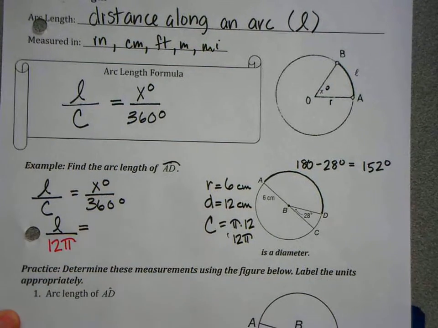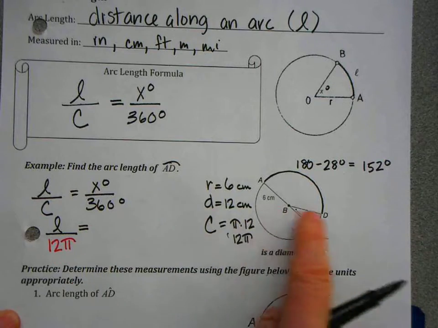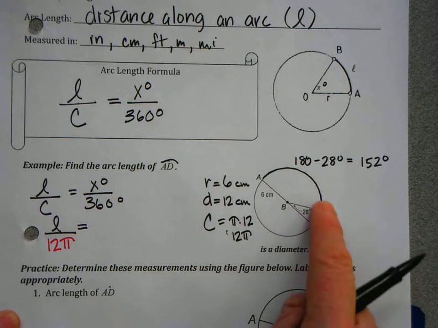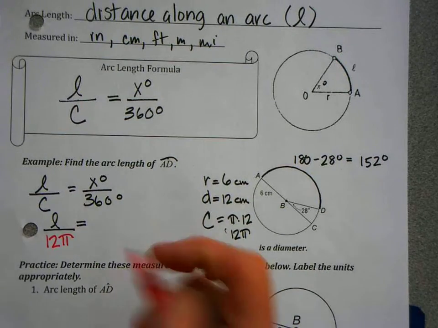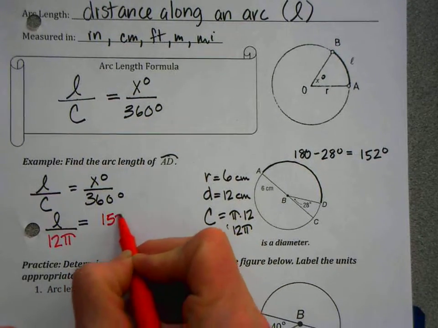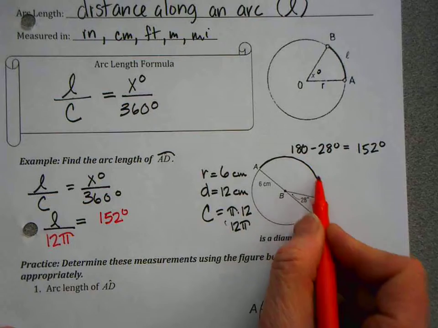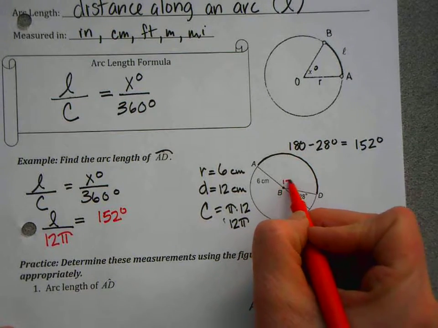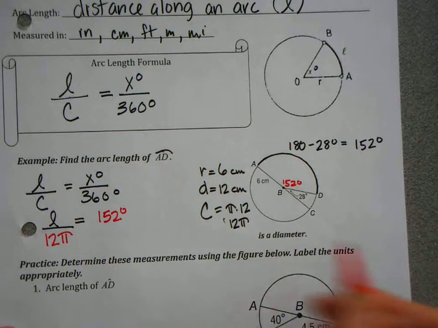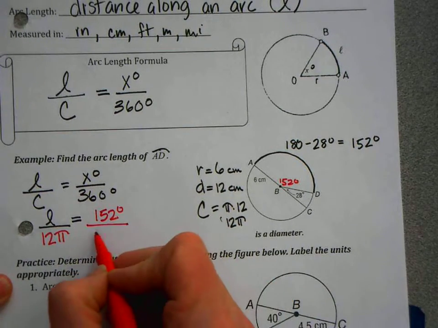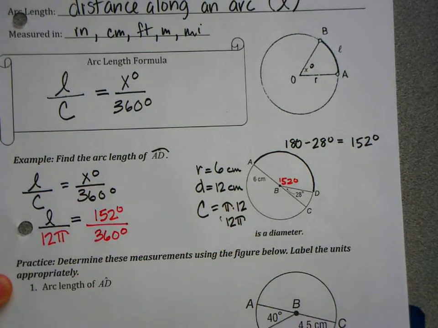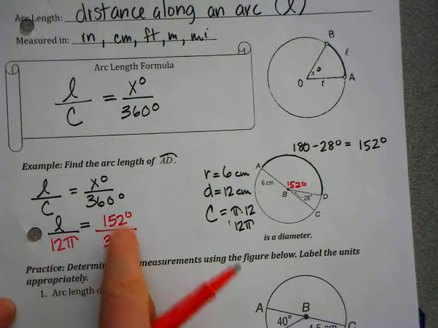Equals x degrees. I know that the degree of this arc is 152, so I'm going to put that in red, substituting what I know: 152. That is the amount, the degrees, over the degrees of the whole circle. I know that, that's 360. So that's what I do know.